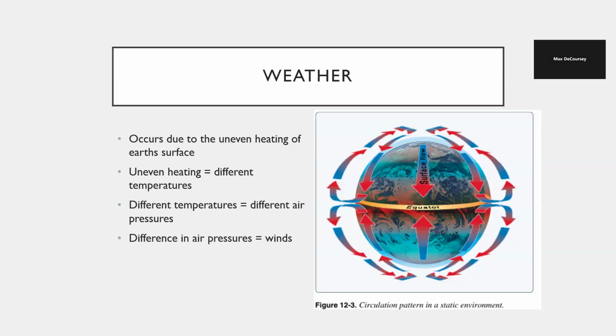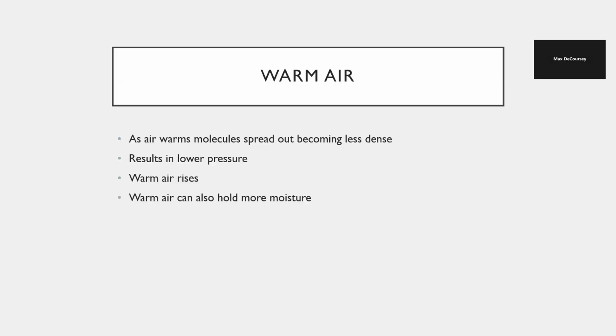So the main thing from this slide, the FAA will ask you, why does weather occur? And it occurs due to the uneven heating of Earth's surface. So, like I just said, as air warms, molecules spread out and become less dense. This results in lower pressure, and warm air rises. Because the warm air is less dense than the cooler air, it rises above that cooler air.